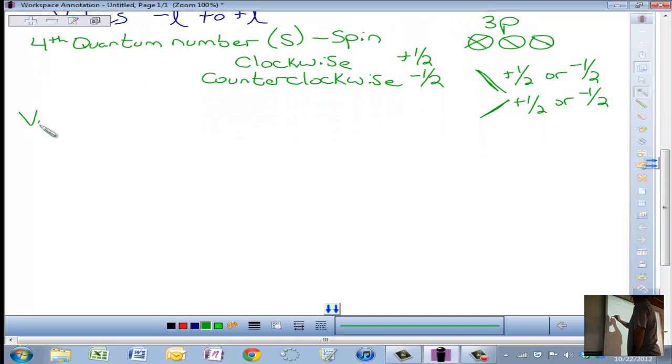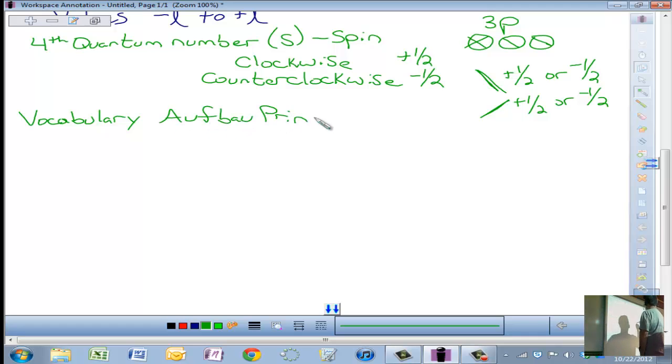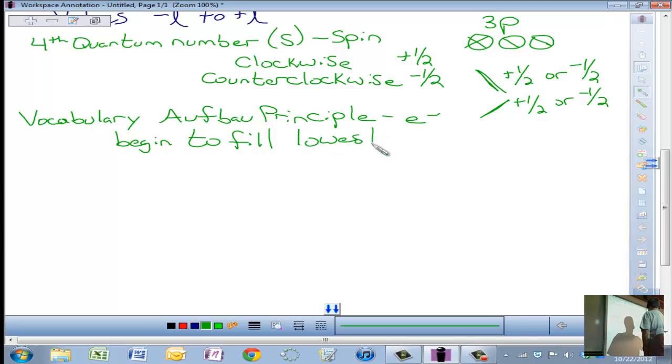Well, let's get into some vocabulary before we actually put all four of these quantum numbers together. The first is going to be the Aufbau Principle. The Aufbau Principle just states that electrons begin to fill lowest energy to highest energy.